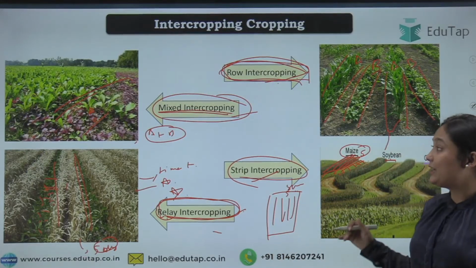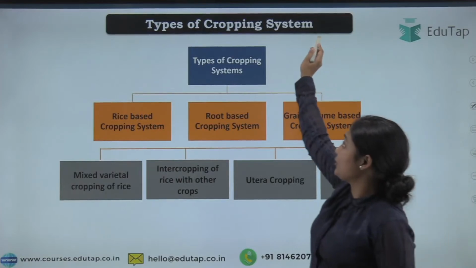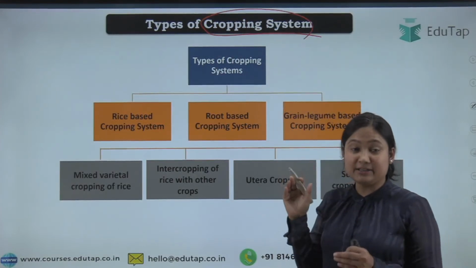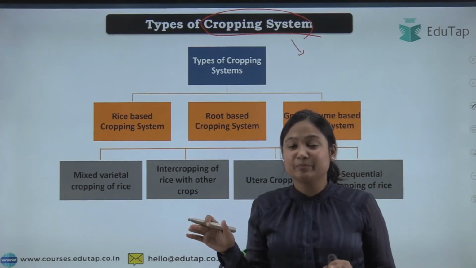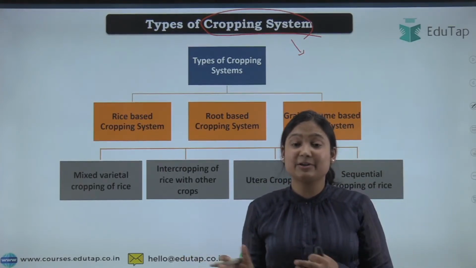So now let's move to our next topic. We have discussed cropping pattern. Now there will be cropping system. Now what was cropping system? Can anyone tell me? What was the difference between cropping system and cropping pattern?